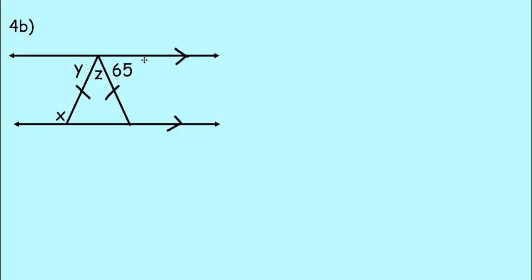In 4B, you should have realized that there are parallel lines this time. I have a parallel line here and a parallel line here. These symbols denote parallel. And also I have an isosceles triangle. These two sides are the same by these ticks.